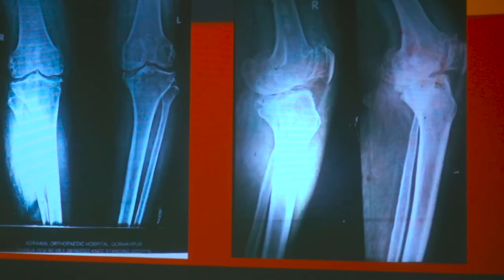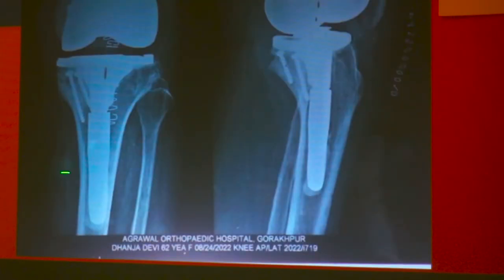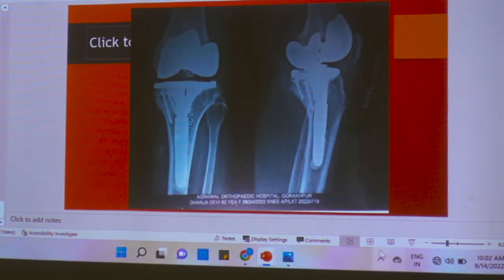I will just show one case. Currently this patient is in our hospital only, I just operated on him last week. Severe, both sides of the knee joints were gone. See how much the knee is damaged here. Almost all the cartilage and the bone is gone. So we just did a knee replacement here. In knee replacement, what are we doing? I will just show you the first slide, what is exactly done in the knee replacement.